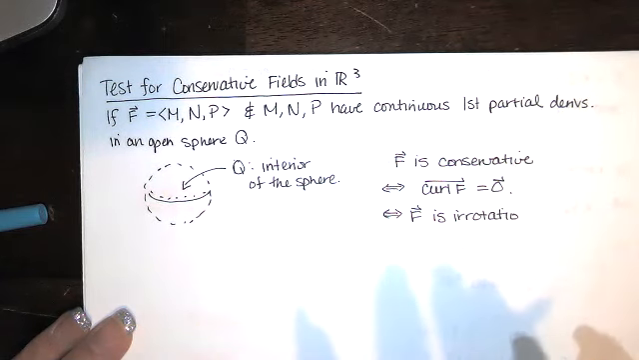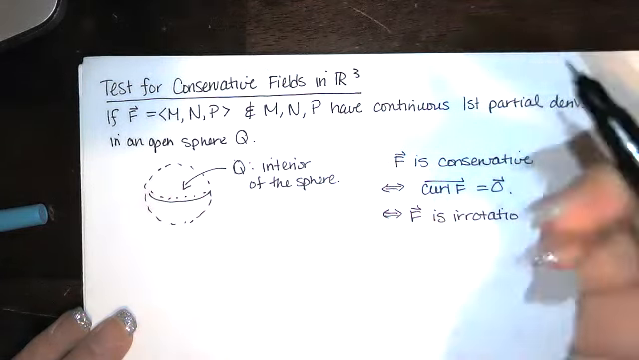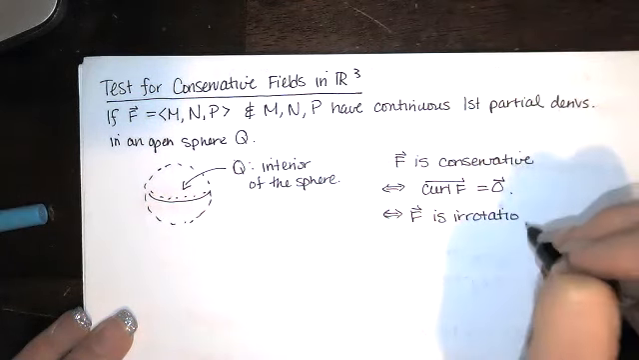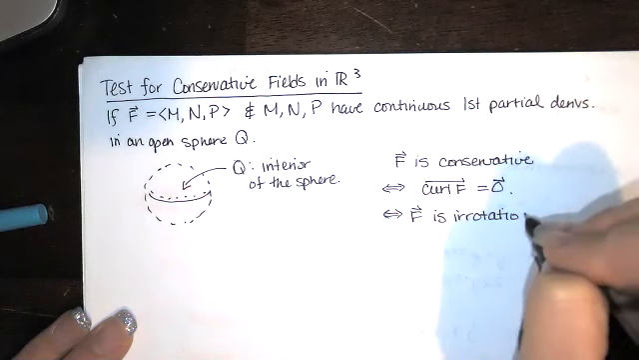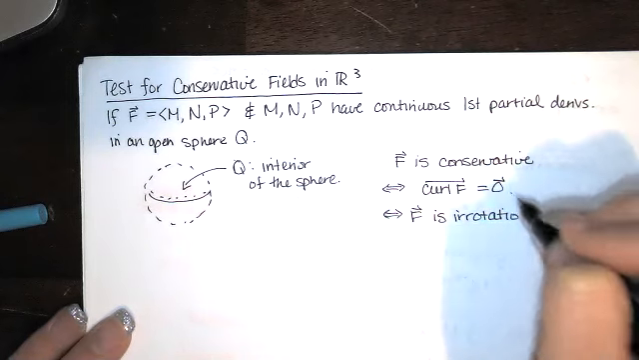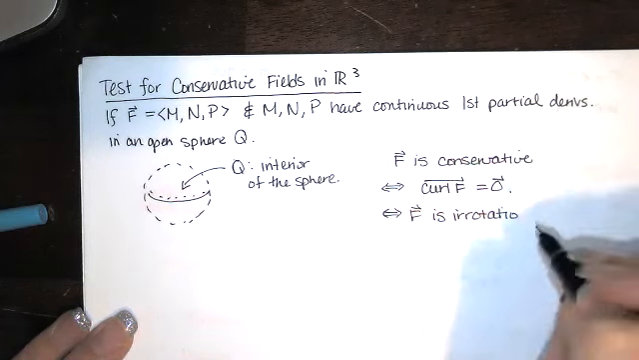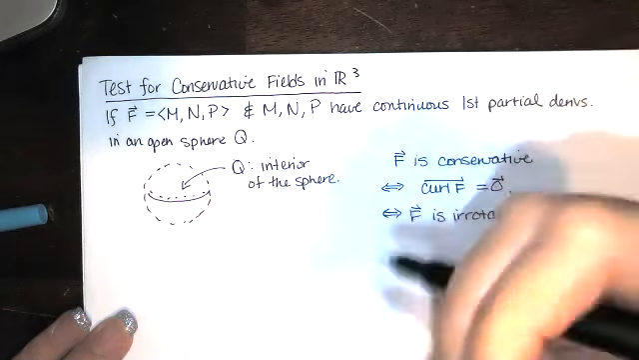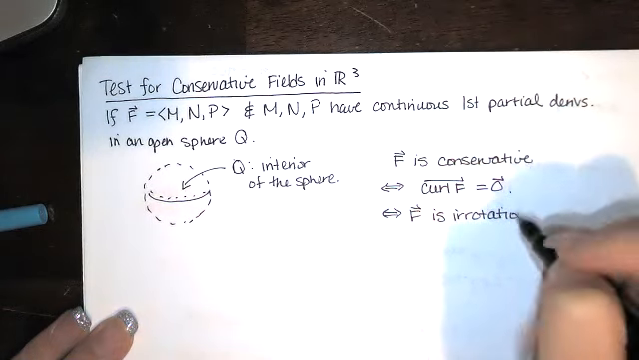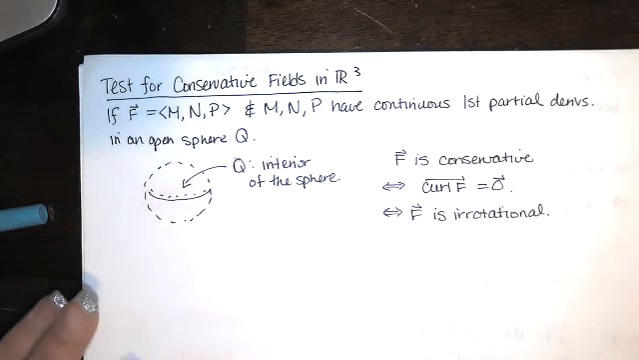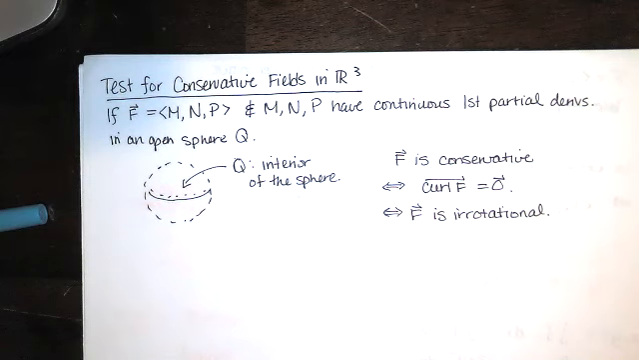So there's no point in the field that has a tendency to rotate. I guess it really depends on what the application is, but we're thinking of F as the velocity field of a fluid. There's no point in the fluid where it has a tendency to rotate around some line. Okay.